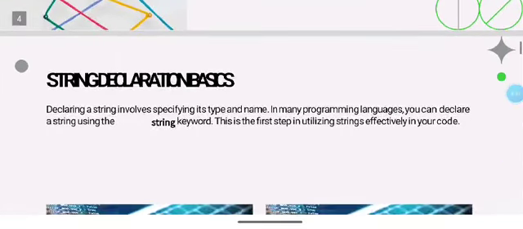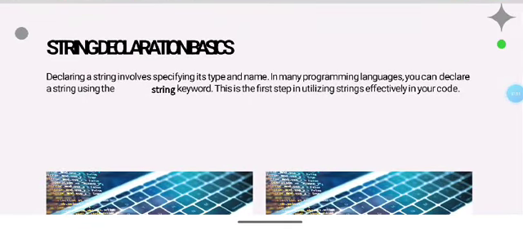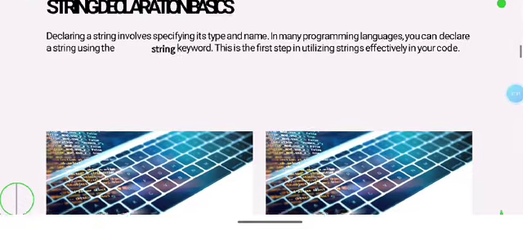String declaration basics. Declaring a string involves specifying its type and name. In many programming languages, you can declare a string using the string keyword. This is the first step in utilizing strings efficiently in your code.